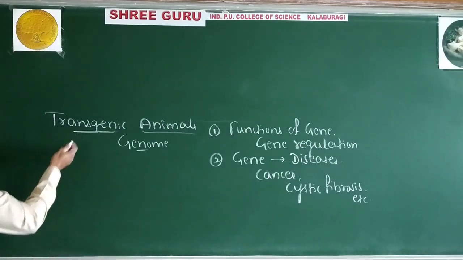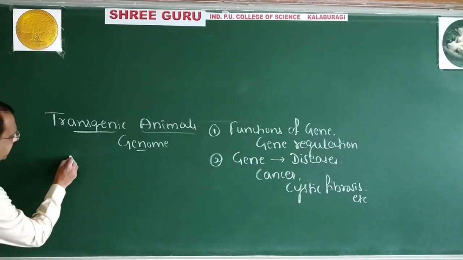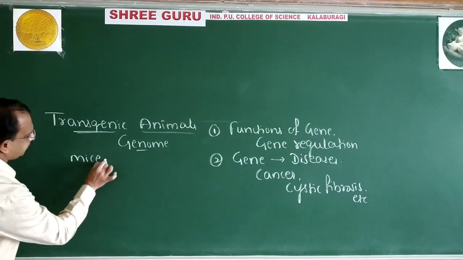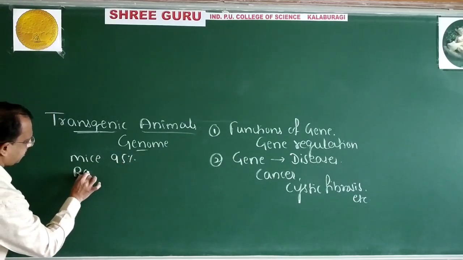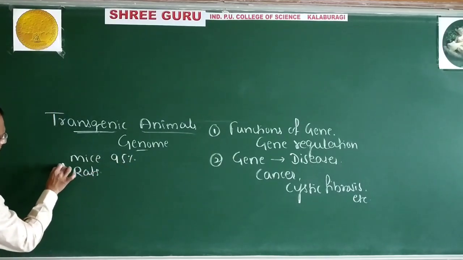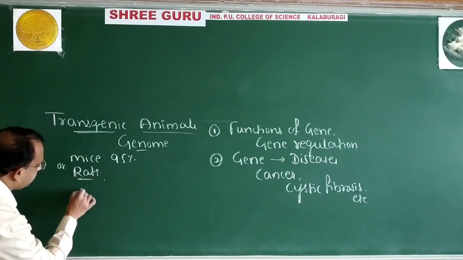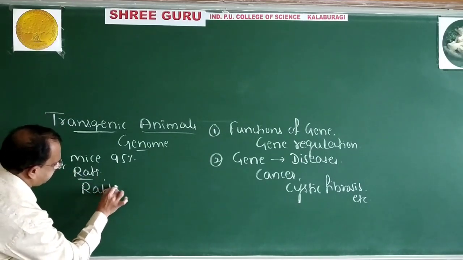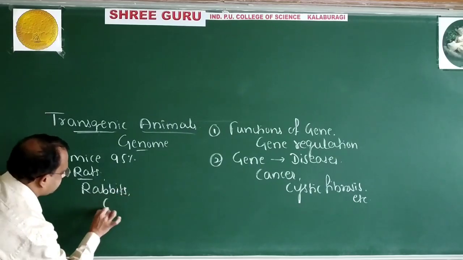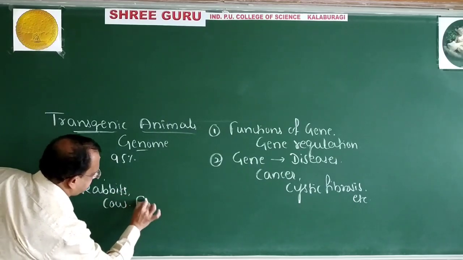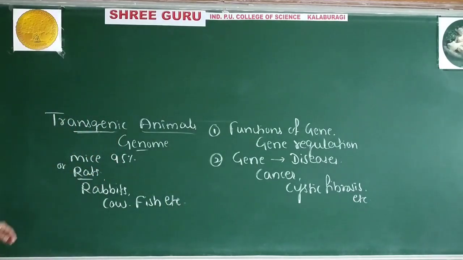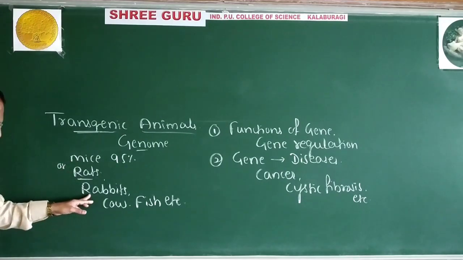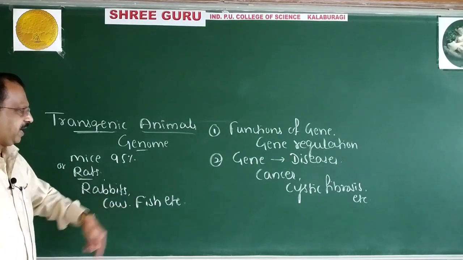So a few examples for the transgenic animals include mice, rats, rabbits, cows, fish, etc.